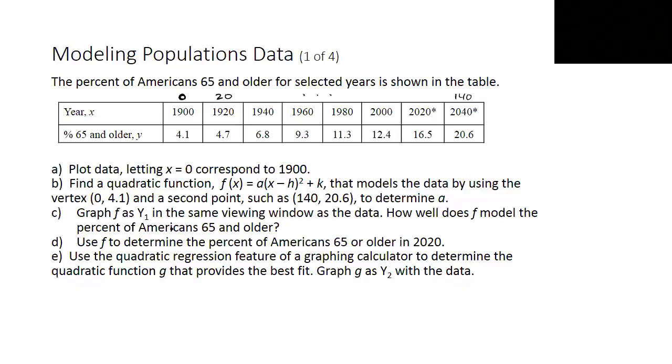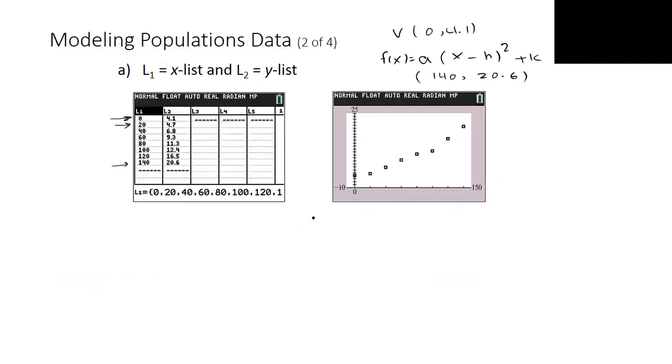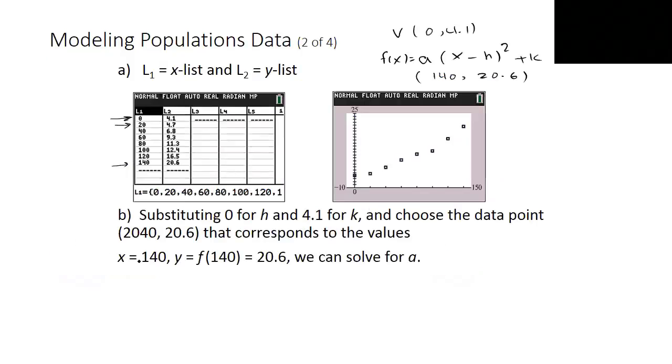So going back to part B, that's what they're asking you: find the quadratic function f of x equals a times x minus h squared plus k that models the data by using the vertex being 0 and 4.1, and they're giving you another point here to calculate a. So what we're going to do here is say, when x is equal to 140, y is equal to 20.6. So f of 140 is equal to 20.6. I'm going to solve for a.